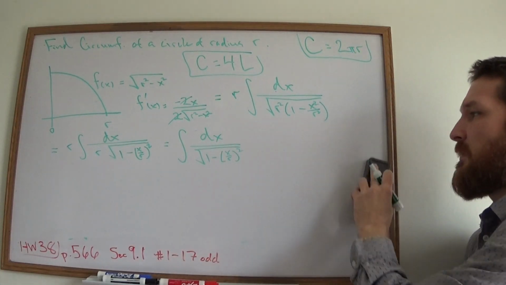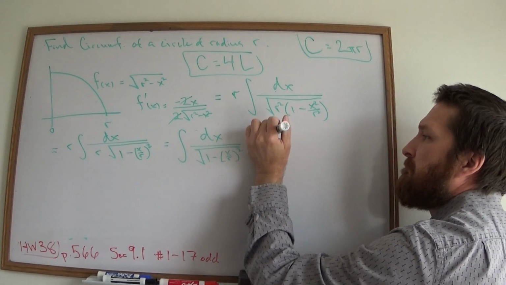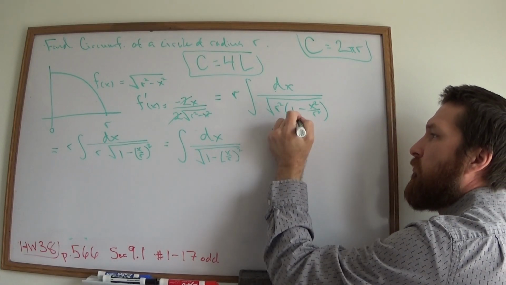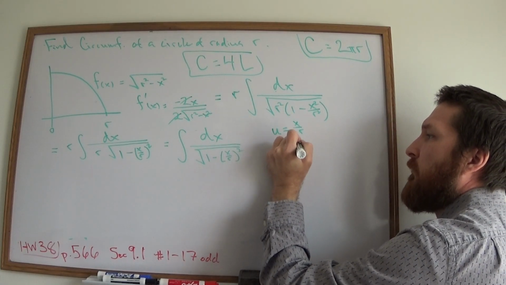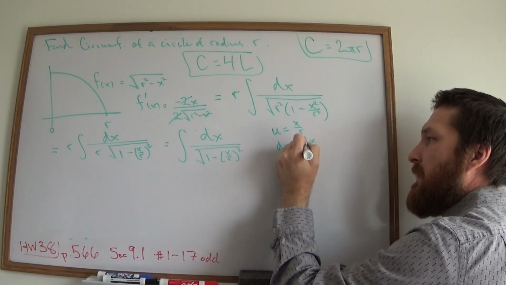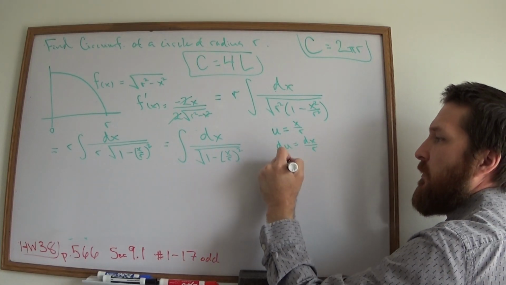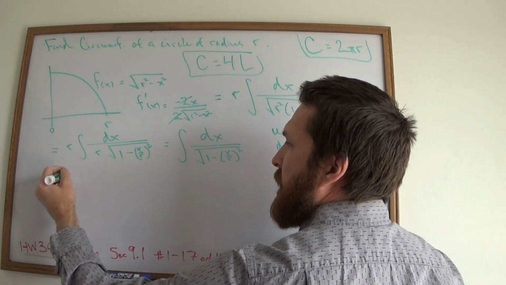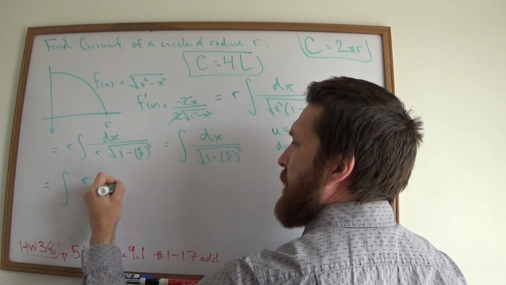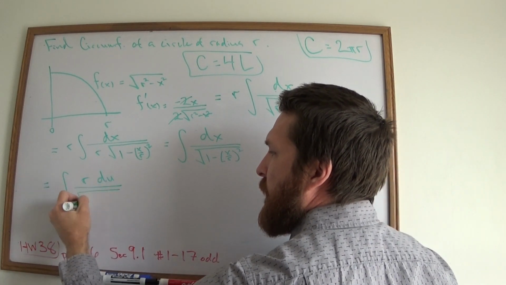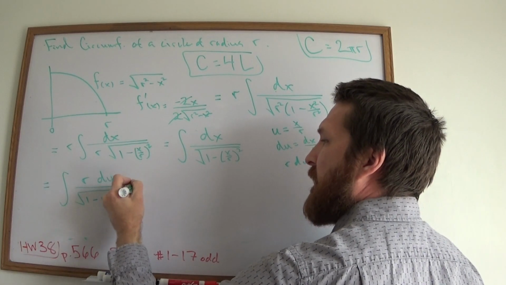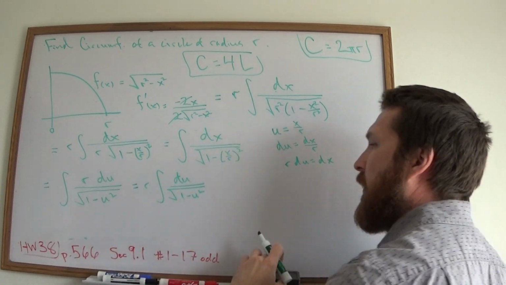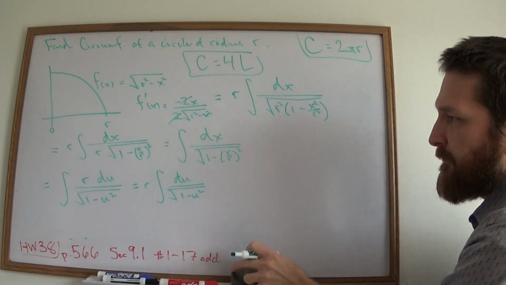I feel like doing a u substitution. U equals x over r. And then du equals 1 over r dx. And so r du is dx. So let's get rid of that. Dx is now r du. This is root 1 minus u squared. That's r, r du over root 1 minus u squared. Okay. Whew.